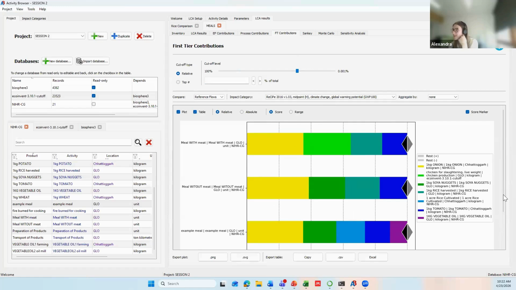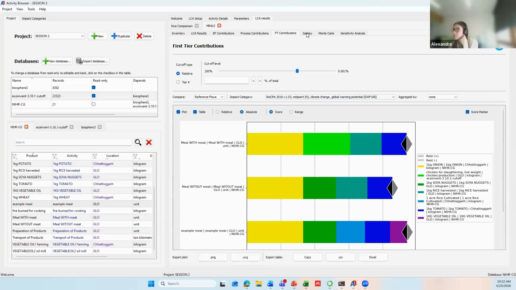This one is just by the exact product. So it would be chicken, onion. You can see what the effects are. As you can see, onion is unexpectedly high. Soya nuggets is understandable. Tomato is also reasonable. Vegetable oil, that's high, yeah, that would make sense. Where's the rice? Rice, yeah, rice throughout, it makes sense.